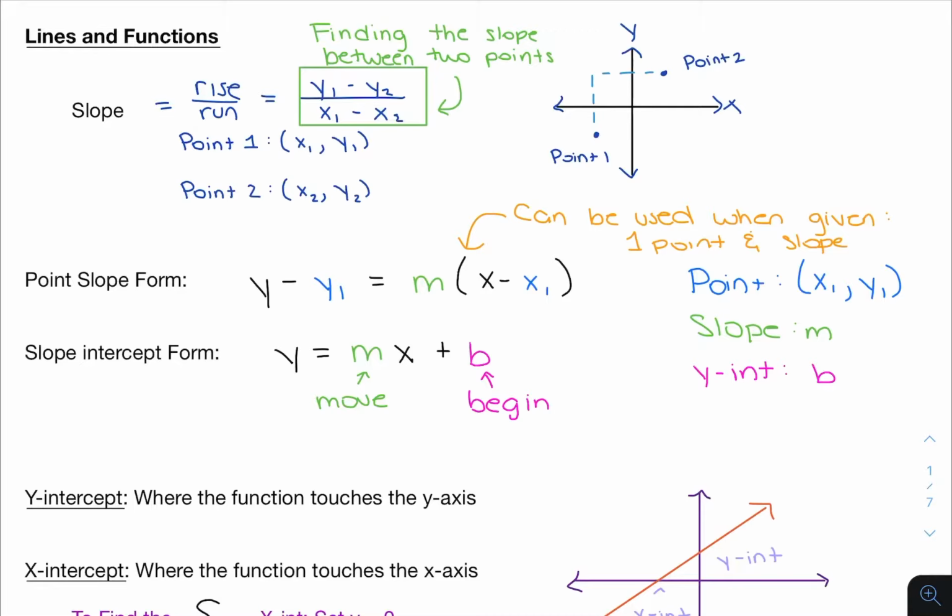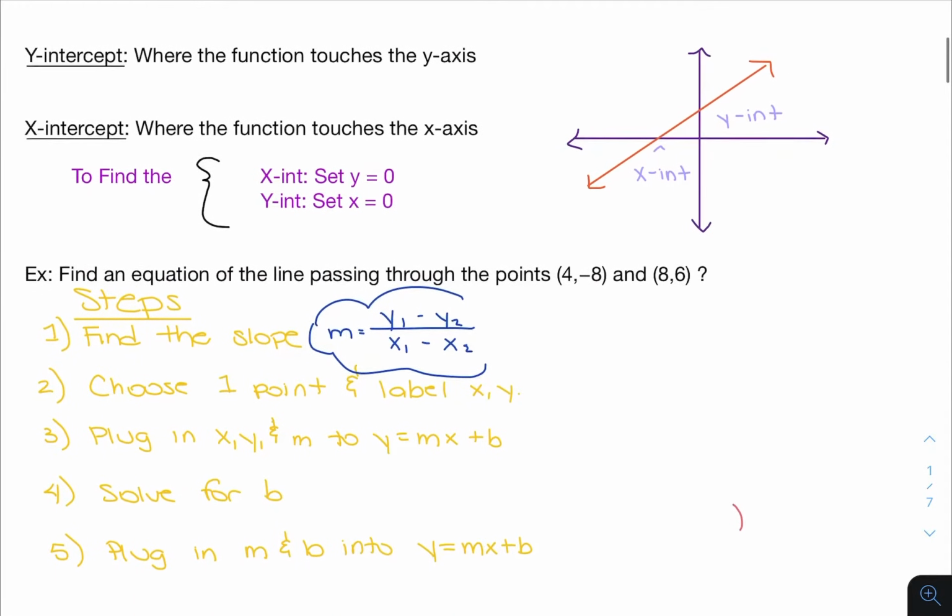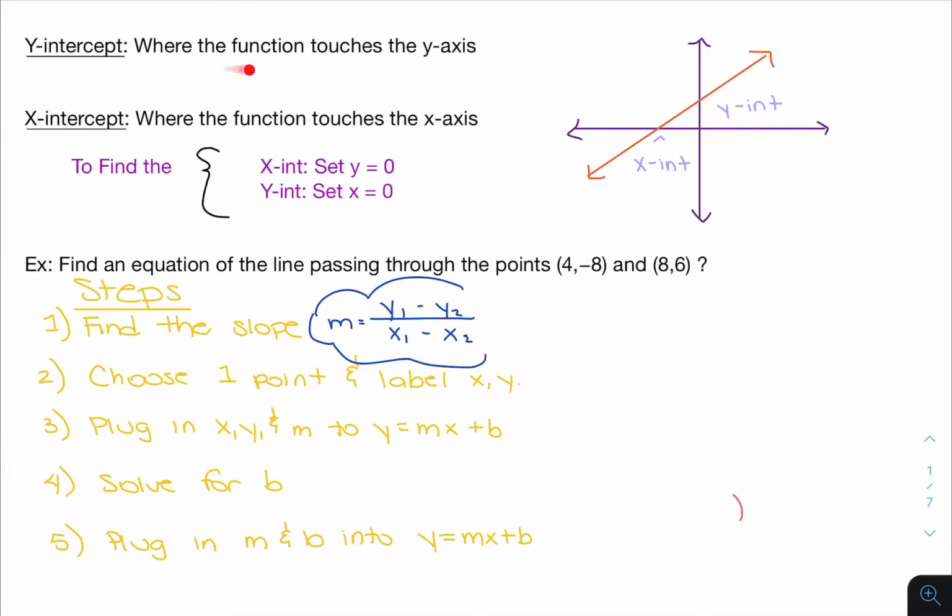Now let's talk about the x and y-intercepts. The y-intercept is where the function touches the y-axis, and that's actually this point right here. And the x-intercept is where the function crosses over the x-axis, and that is this other point here. At the x-intercept, you guys can see that the y-coordinate is actually 0. So in order to find what the x-intercept is, we can set y equal to 0, and similarly for the y-intercept, the x-coordinate is 0. So to find the y-intercept, we can set x equal to 0.